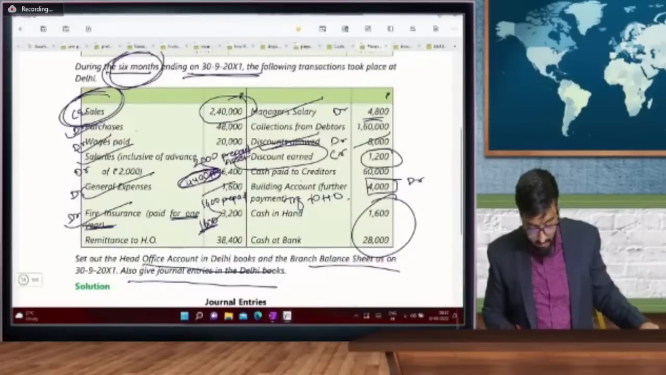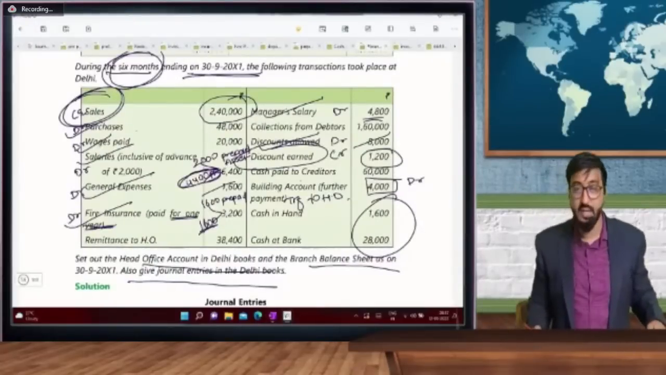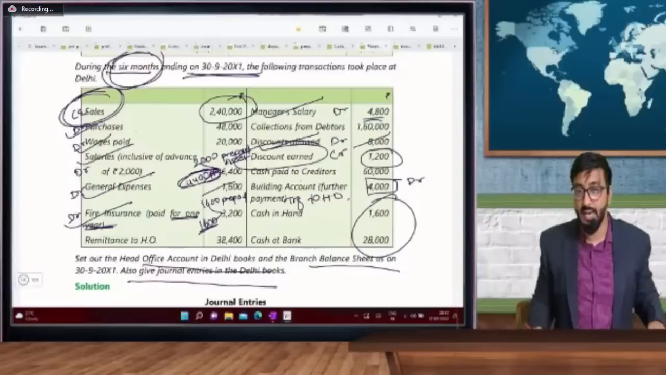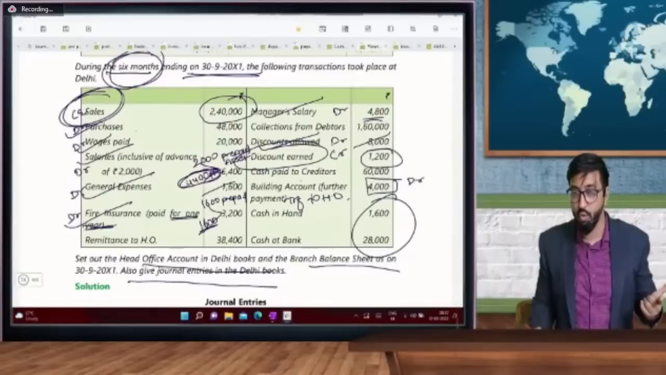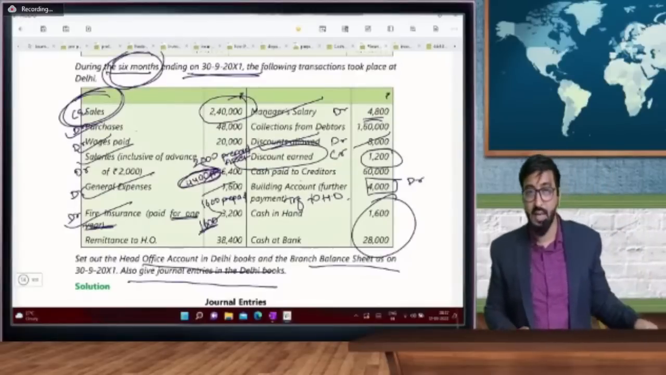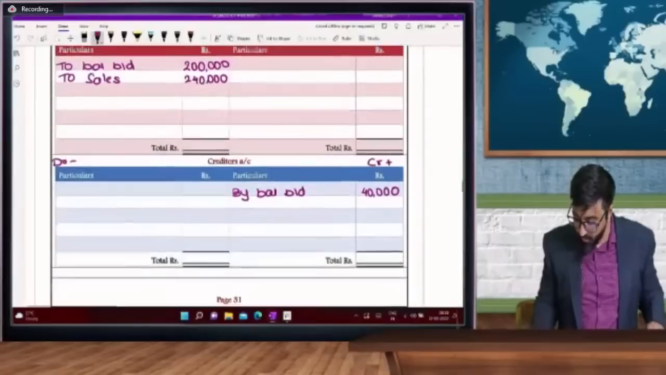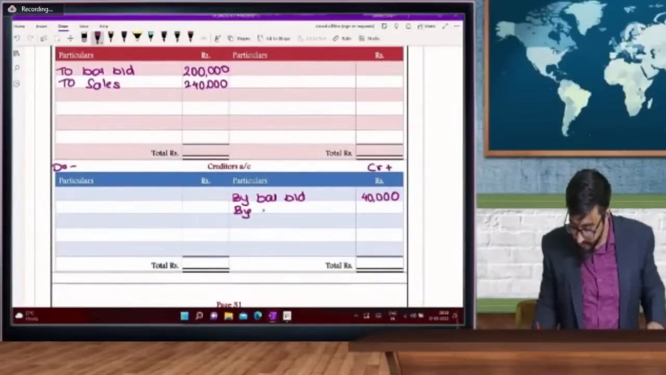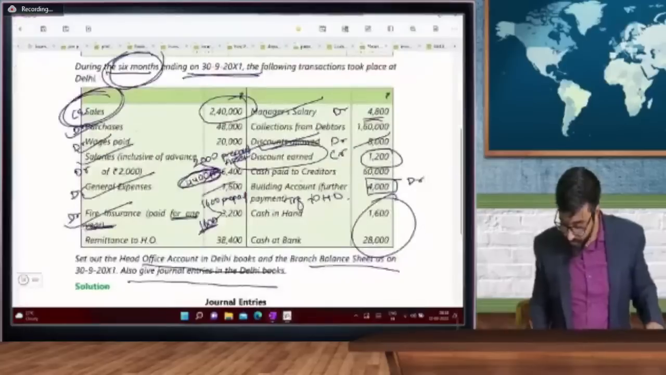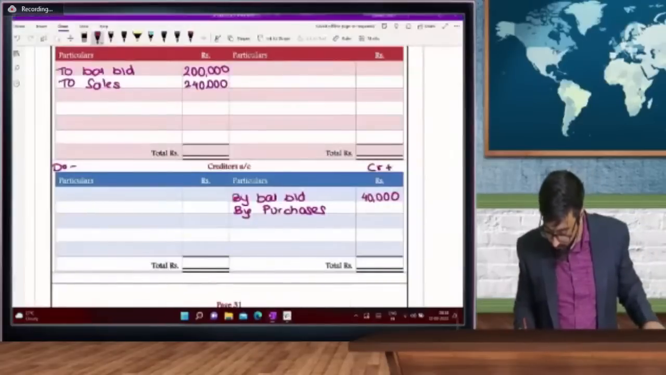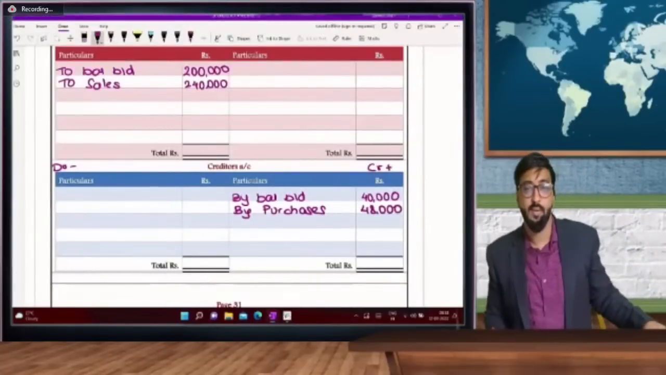Second one, purchases. What is the entry for purchases? Purchases to creditors. So purchases to creditors, purchases is going to transfer to HO. So don't open HO में directly pass कर देंगे, and purchases creditors चा credit ला. So creditors के credit में लिखो by purchases. By purchases 48,000.